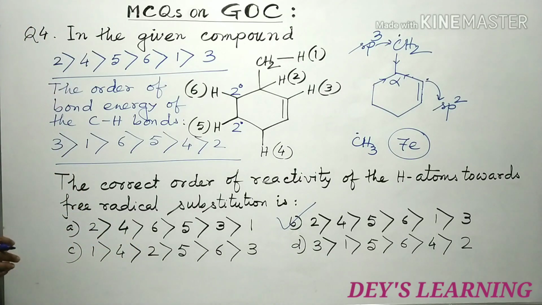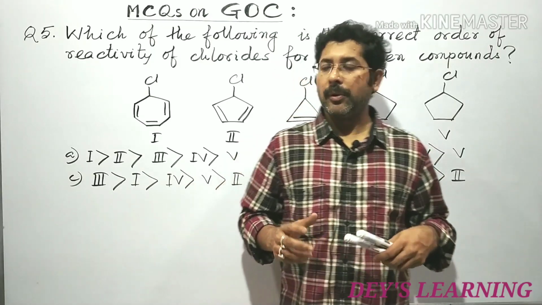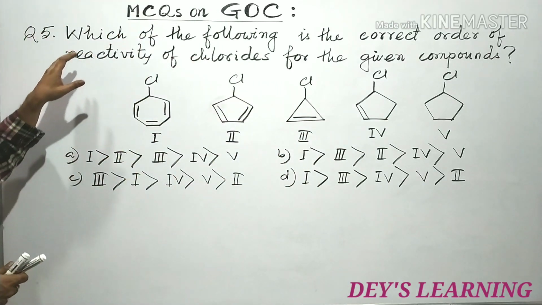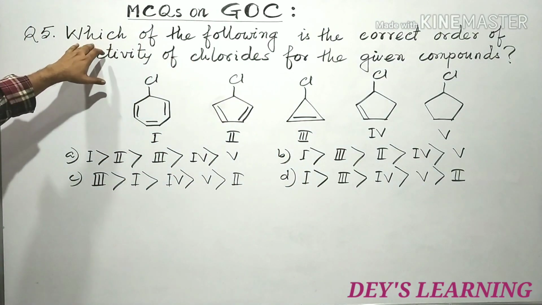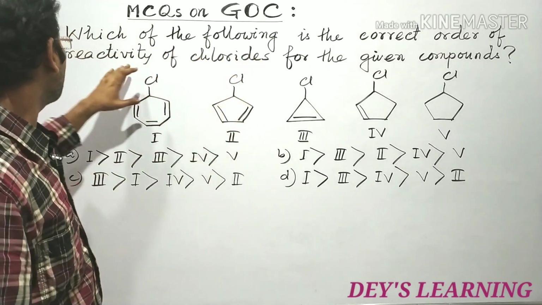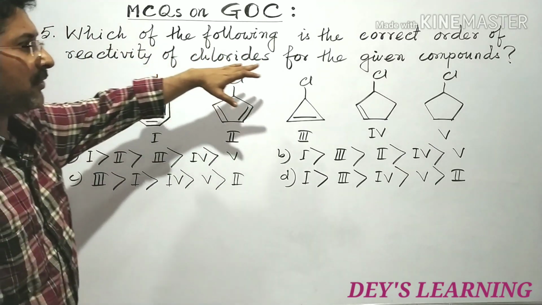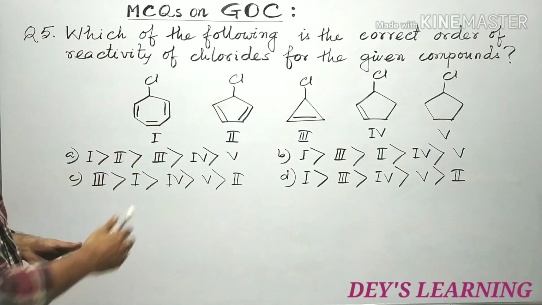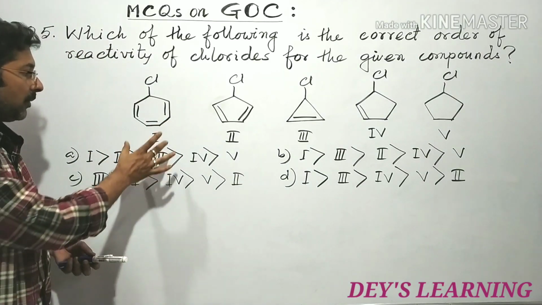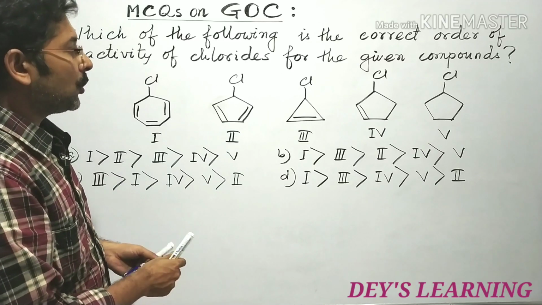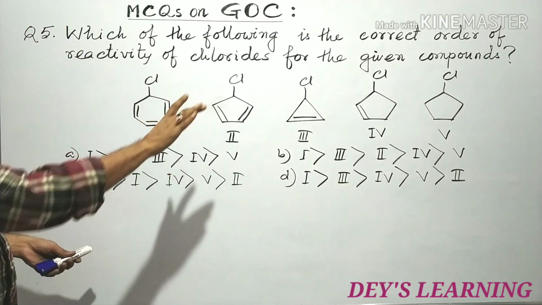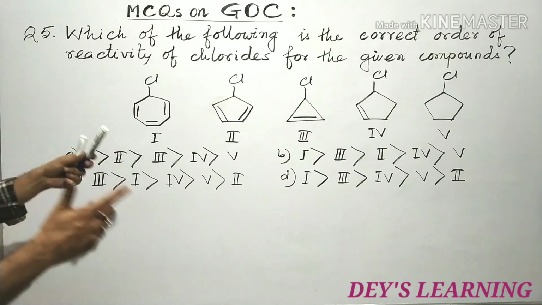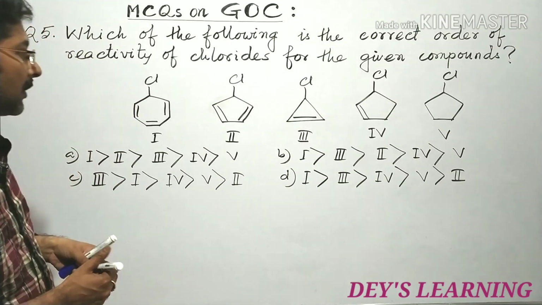Okay, moving ahead. Now look at problem 5. In question number 5, which of the following is the correct order of reactivity of chlorides for the given compounds? There are 5 compounds given: compound 1, 2, 3, 4 and 5. We have to arrange these 5 compounds in the order of reactivity. All of them are chlorides, definitely.